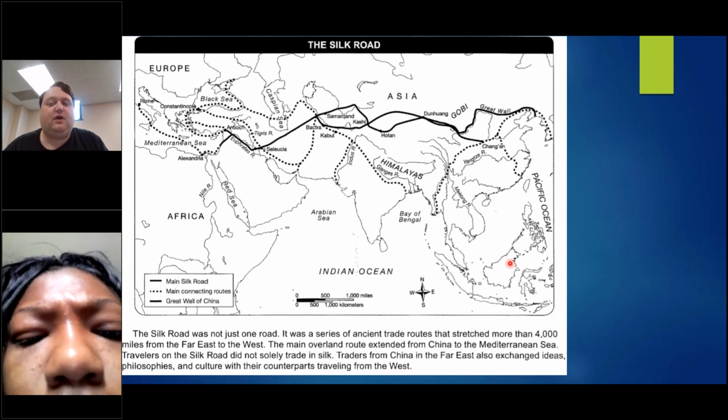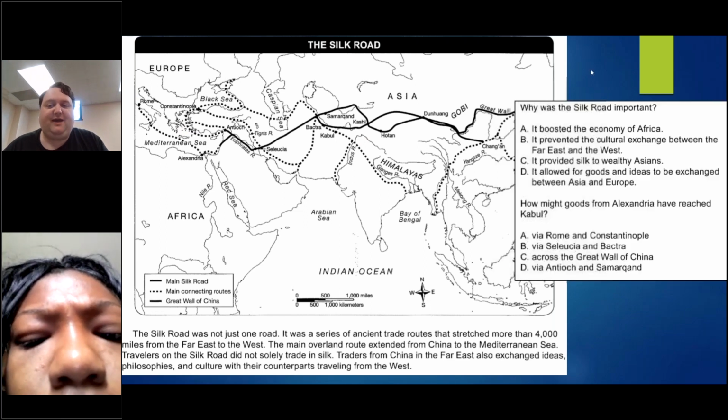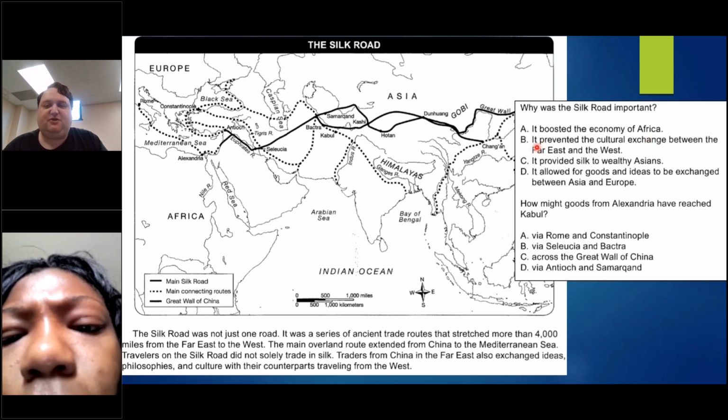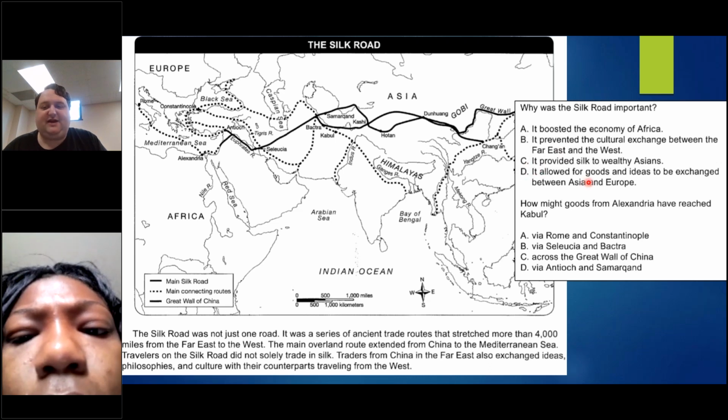Why was the Silk Road important? A, it boosted the economy of Africa. B, it prevented the cultural exchange between the Far East and the West. C, it provided silk to wealthy Asians. Or D, it allowed goods and ideas to be exchanged between Asia and Europe.